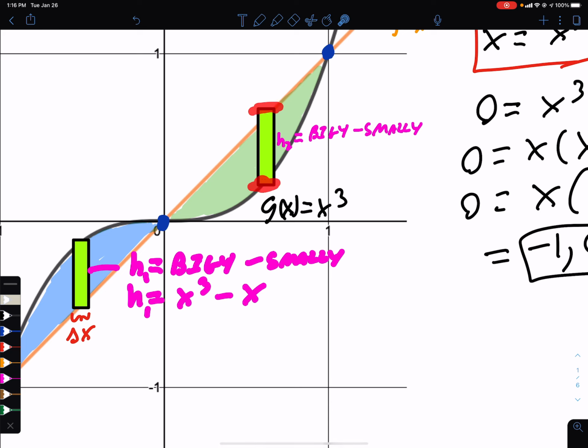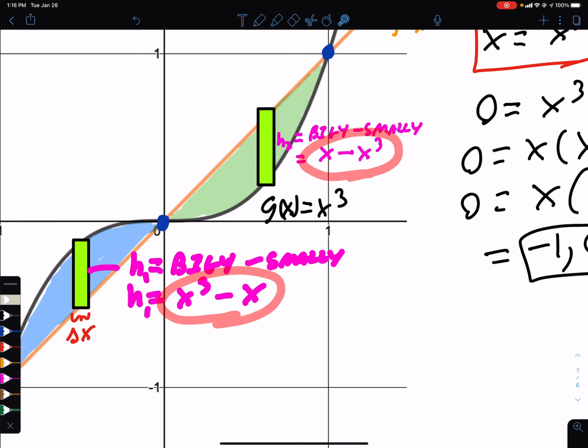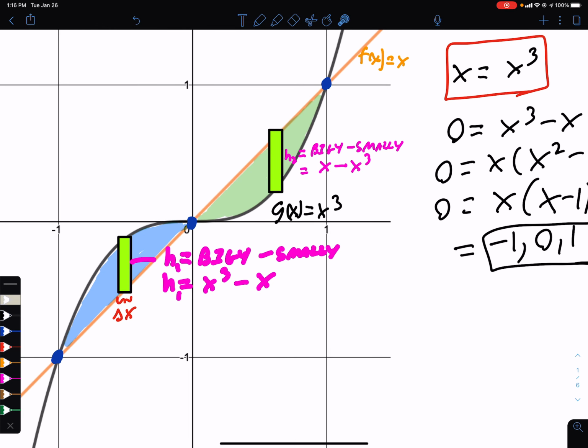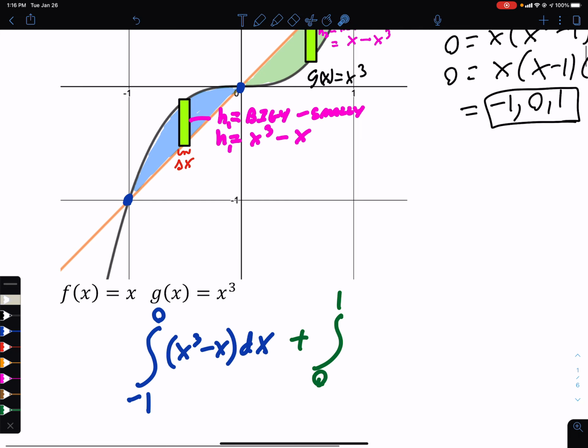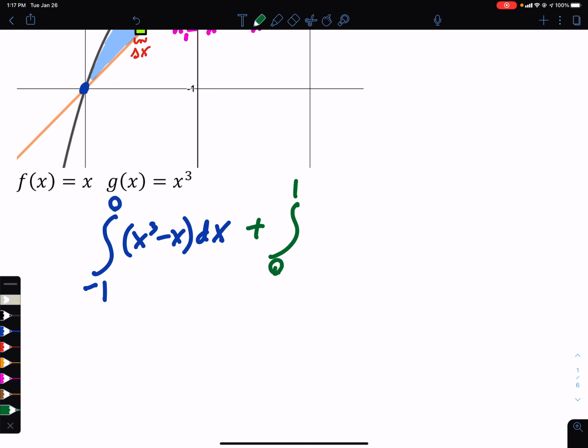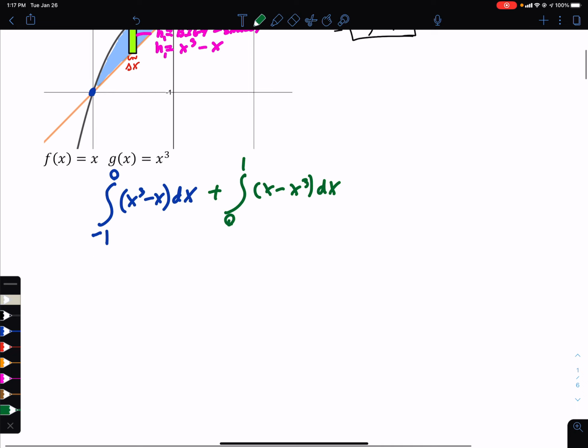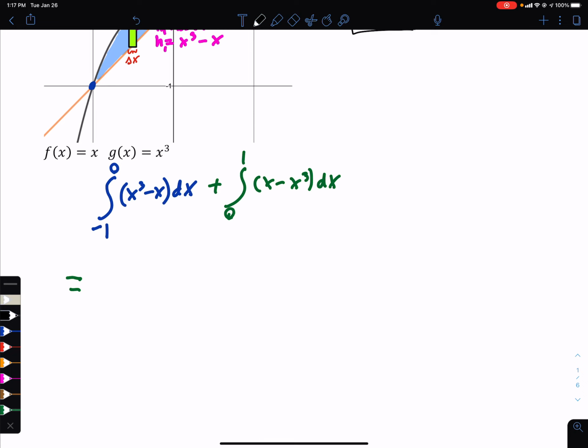So it's the gold minus the black, which would be, the gold function is y equals x, and the black is y equals x cubed. So it's x minus x cubed. And notice it's different here. They're flipped. And so you're going to get different answers on those regions, or different heights. So on the second integral, we're going to do x minus x cubed instead, dx, and add those up. Okay? So let's do this.